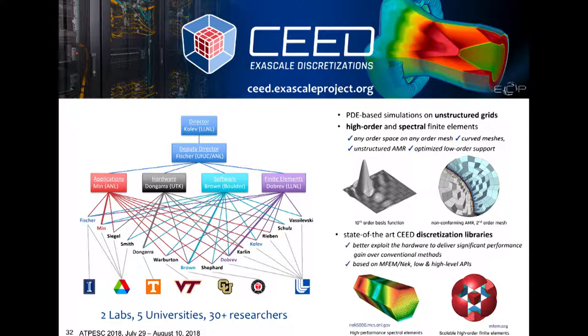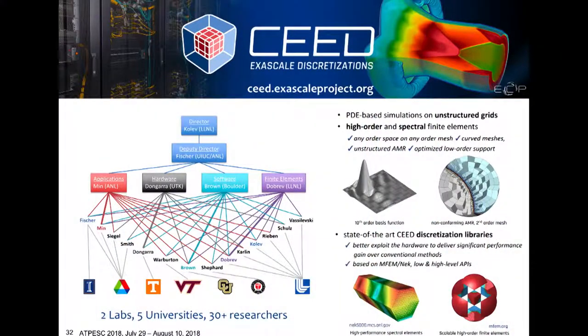To tackle that efficiency aspect, especially when it comes to exascale, we have this CEED co-design center in the ECP. This is our website. It's a large project. It includes Livermore, Argonne, 5 universities, about 30 researchers. This is some of the people involved. The focus here is really on PDE-based simulations on unstructured grids using high-order spectral elements. Adaptive mesh refinement, in particular, is part of that work, too. In addition to MFEM, which is one of the main components, the other main component is Nek5000, Paul Fischer's code from Argonne.